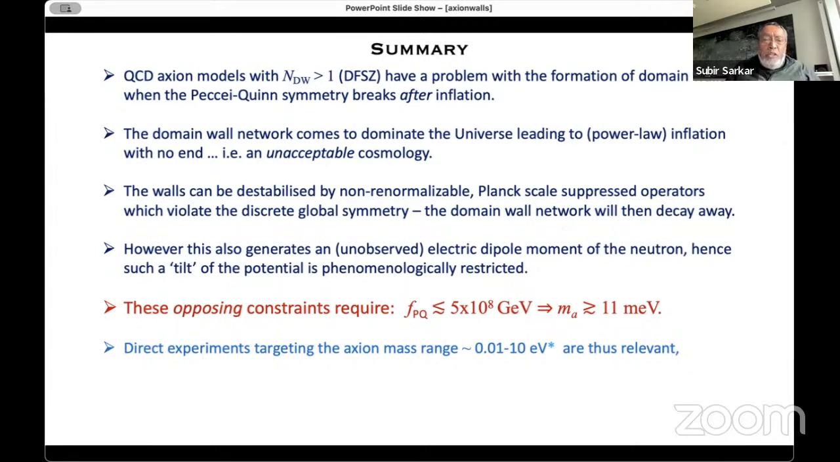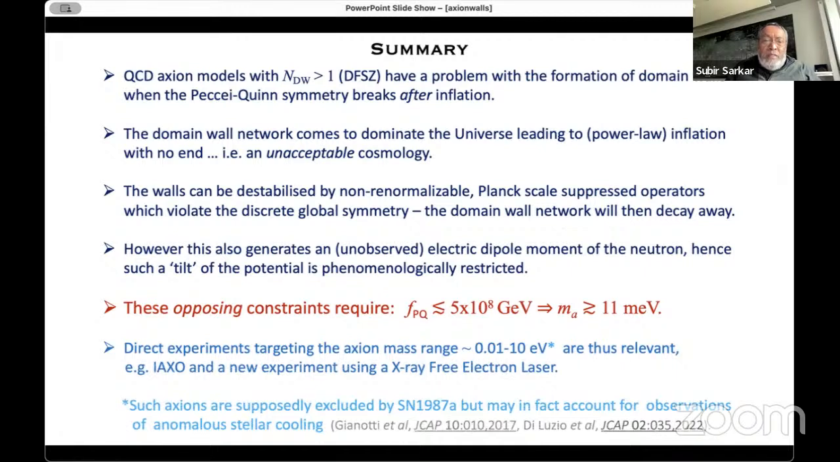I also want to mention in conclusion that axions of this kind of mass are supposed to have been excluded by supernova 87A. But as some of you may know, those arguments have come under renewed scrutiny because there are lots of astrophysical effects in the supernova that lead to uncertainties in the conclusion.